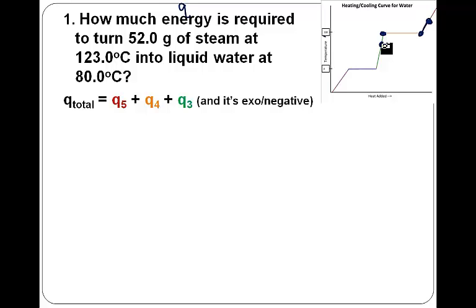partial Q values. Also note that we are going down our graph. So this is an exothermic reaction, or an exothermic process. So our Q values will end up being negative.